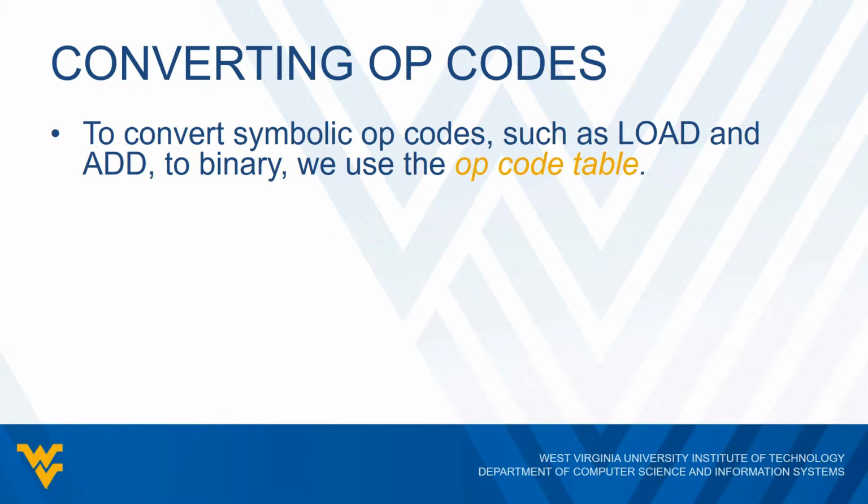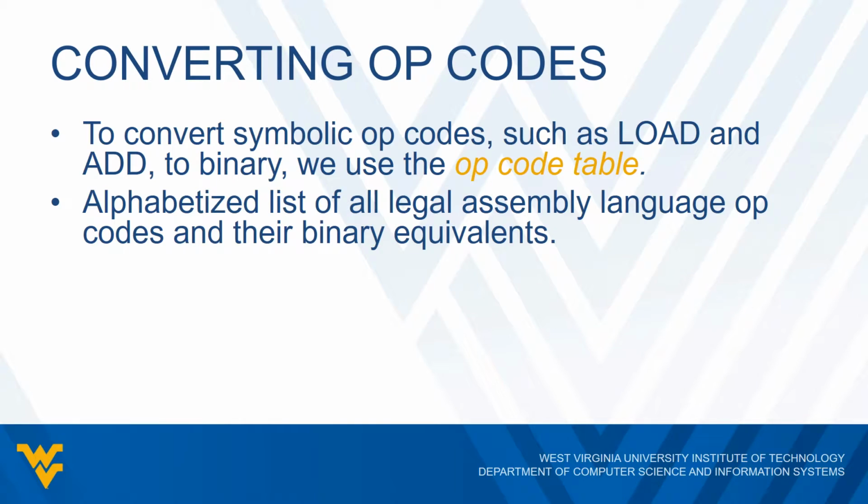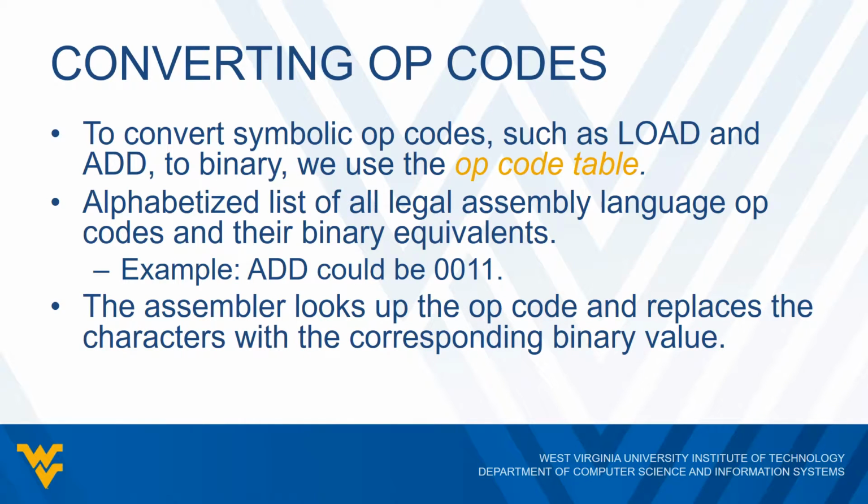The conversion of symbolic opcodes, such as load, add, and subtract, to binary values makes use of a structure called the opcode table. This is an alphabetized list of all legal assembly language opcodes and their binary equivalents. So for example, maybe we have an entry for the add instruction and the corresponding binary value would be 0011. To look up the code in the opcode table, we would need to search for that particular opcode. So the assembler will find the operation code in one column of the table and then replace the characters with the corresponding binary value in another column of the table.